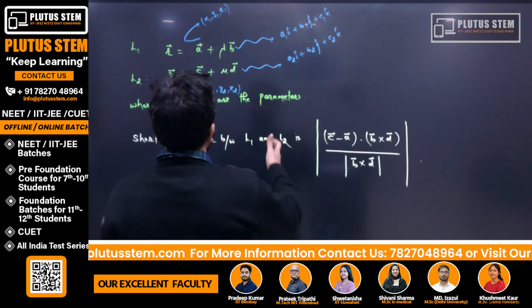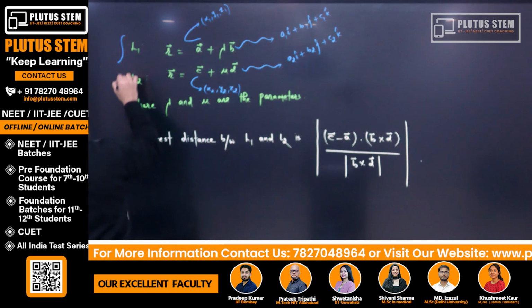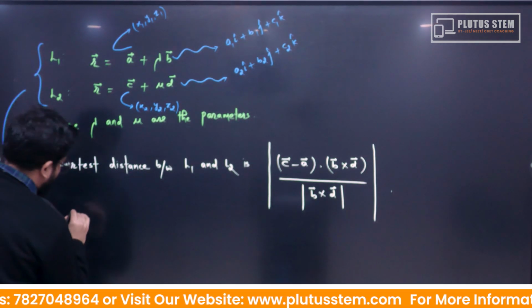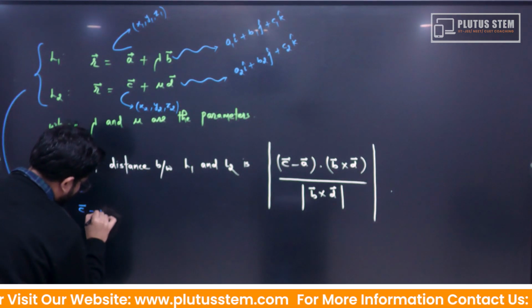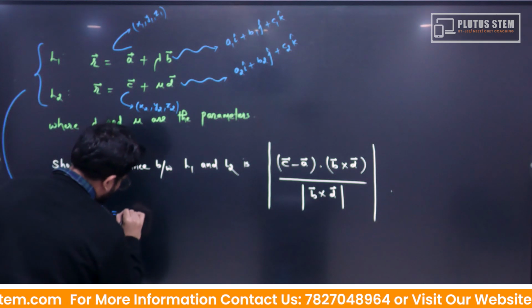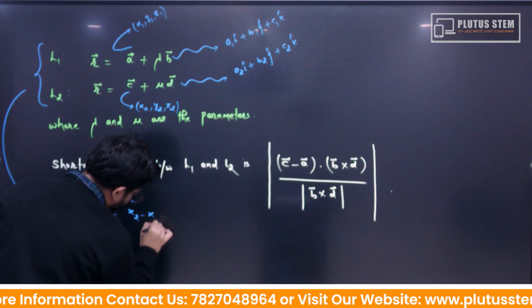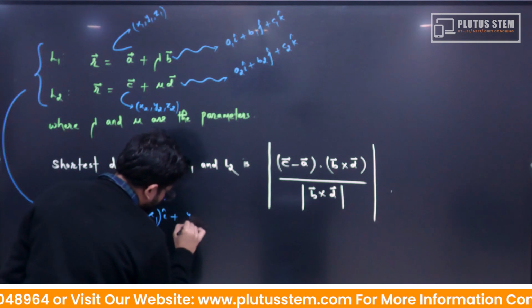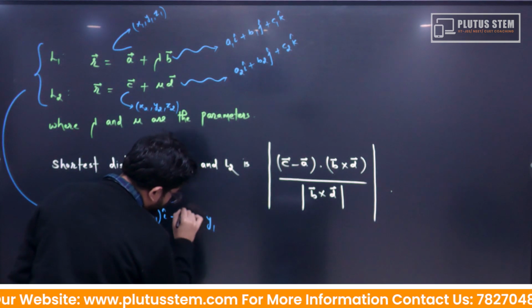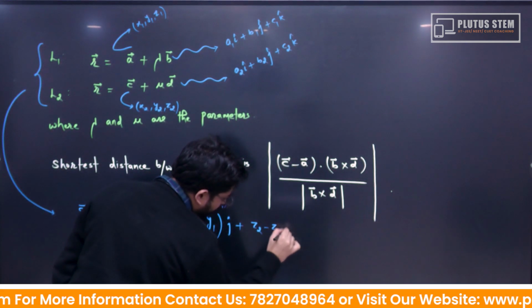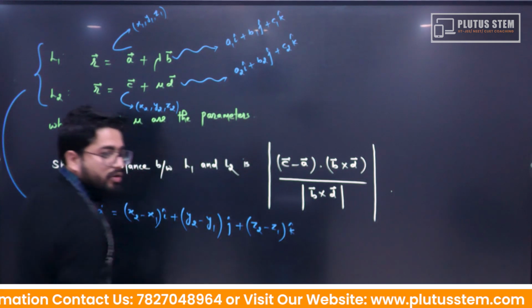When you simplify it, C vector minus A vector is x2 minus x1 i cap plus y2 minus y1 j cap plus z2 minus z1 k cap.